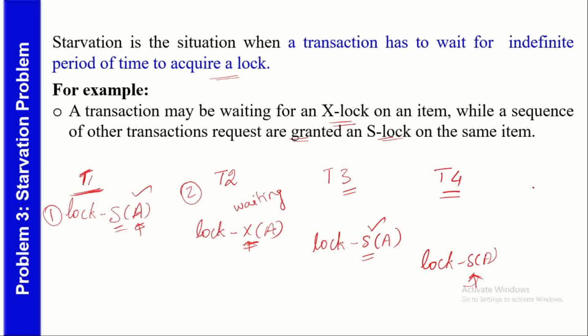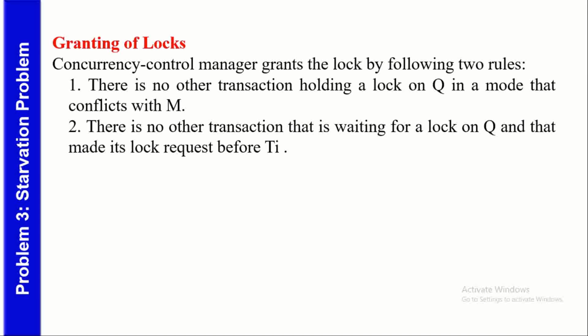So you can see in this way T5 also may request, T6 also may request a shared lock on A. Those will be granted, but T2 is waiting until the release of all the shared locks on A. So it leads to the starvation problem. This type of problem can be resolved by carefully designing the concurrency control manager.